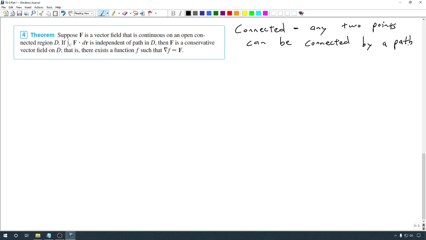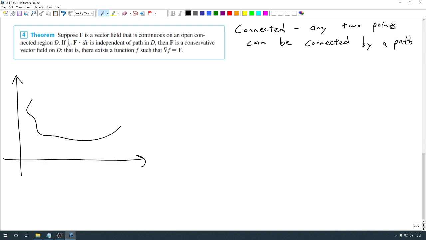A path meaning a curve from a point to another point. So if we're saying our region D, actually I should probably make the boundary of it dashed, because it doesn't contain this boundary. This is an open region.